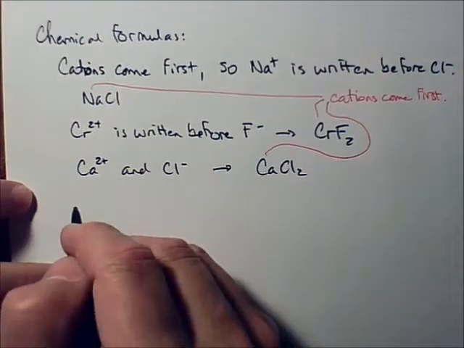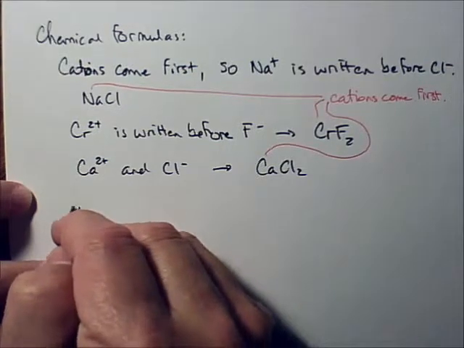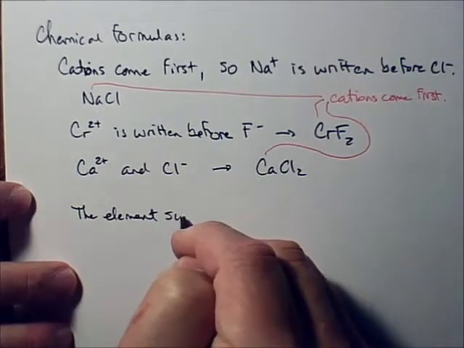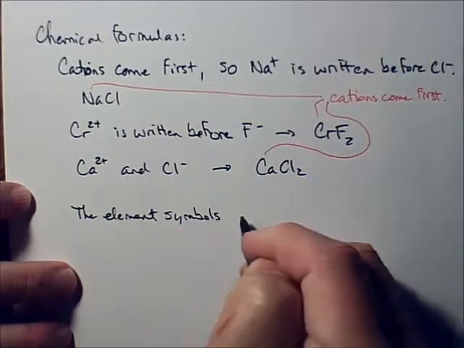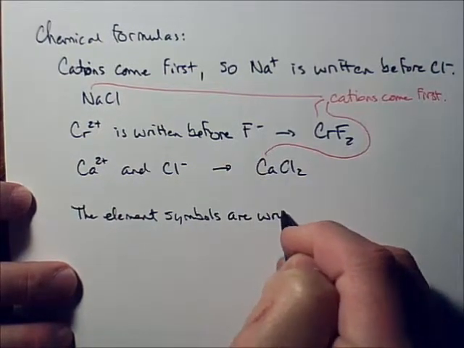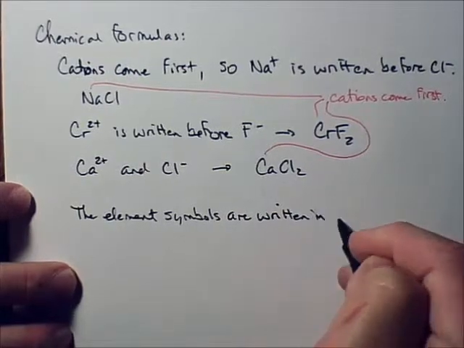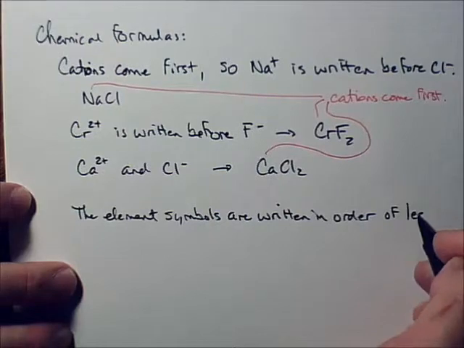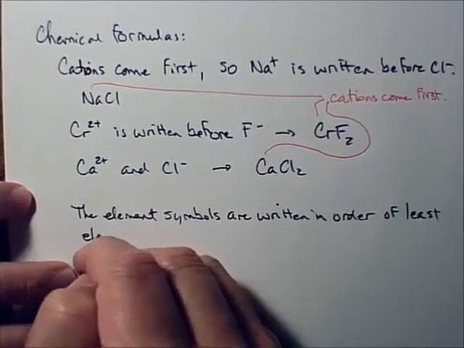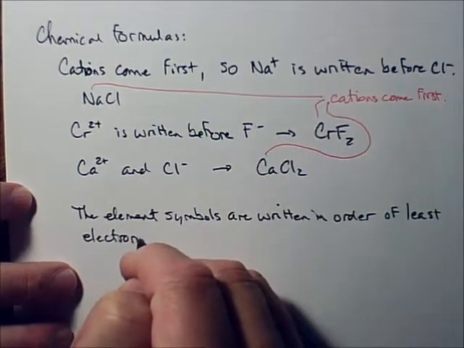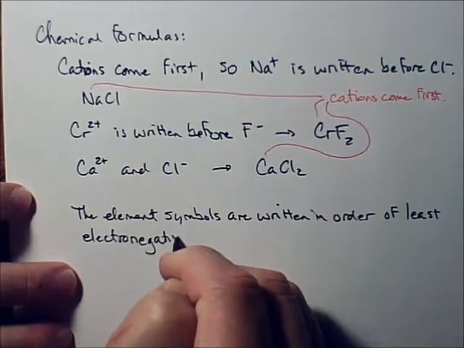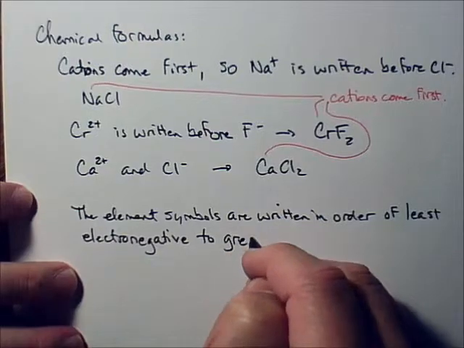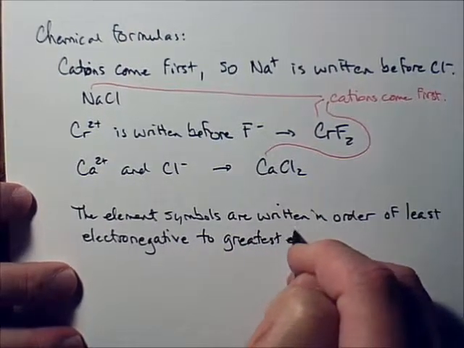For covalent compounds, the element symbols are written in order of least electronegative to greatest electronegative.